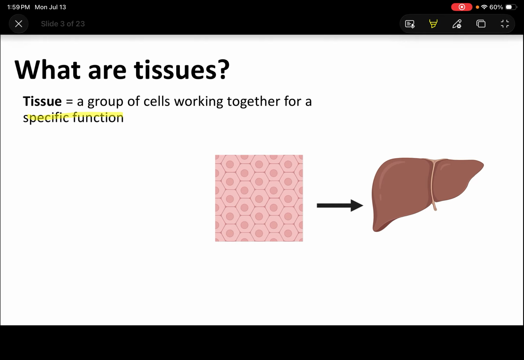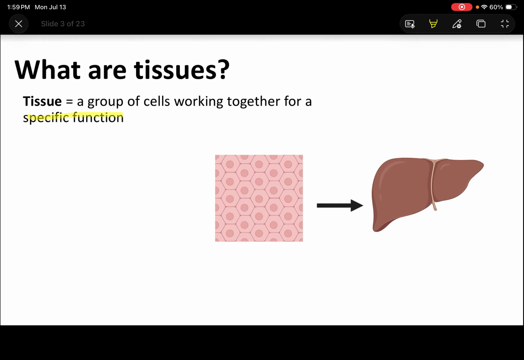There are four major types of tissues that we're going to talk about: epithelial, connective, muscle, and nervous. Today's mini lecture is going to be on the basics of tissues, and we'll talk about epithelial, and then you'll have separate lectures for connective, muscle, and nervous.